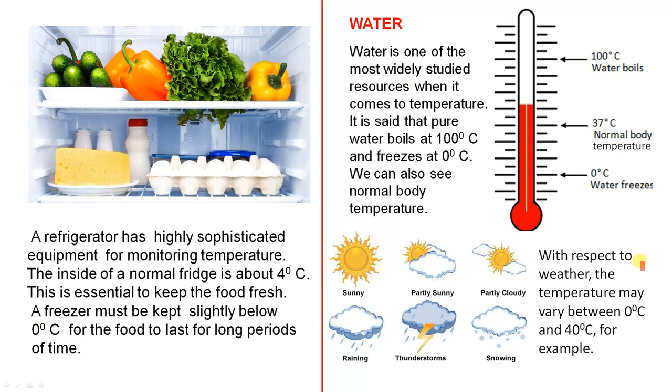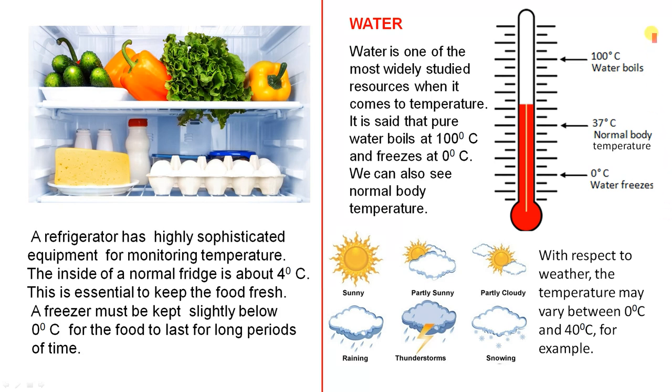A refrigerator has highly sophisticated equipment for monitoring temperature. The inside of a normal fridge is about 4 degrees Celsius. This is essential to keep the food fresh. A freezer must be kept slightly below 0 degrees Celsius for the food to last for long periods of time.